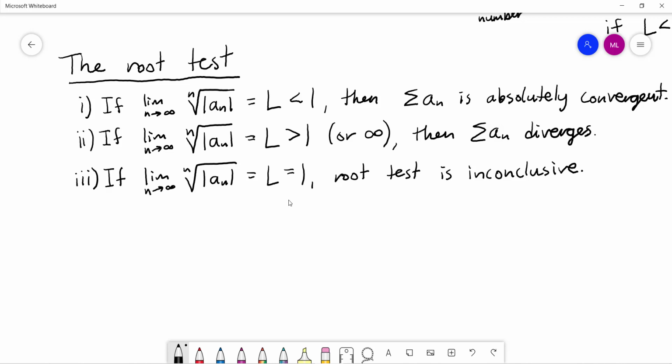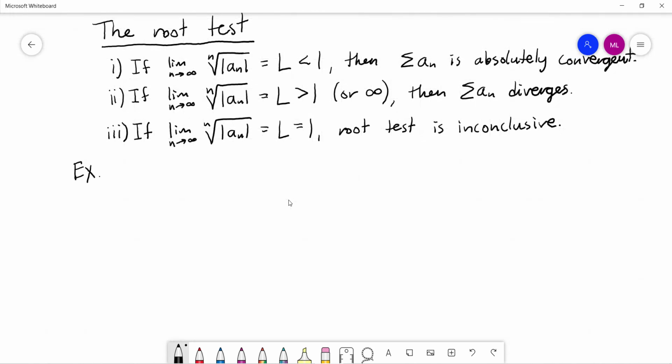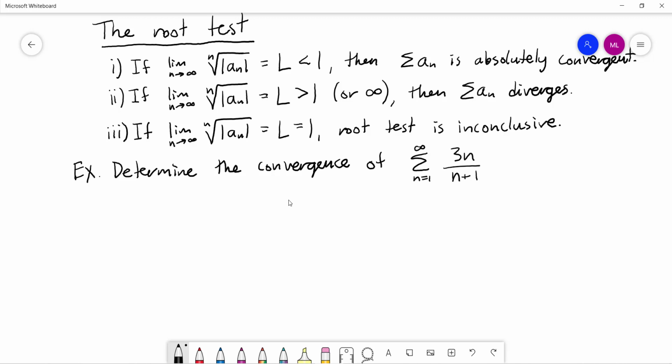So, as an example of this, I want to determine the convergence of the following. Let's save a line and write it here. Convergence of the sum from n equals 1 to infinity of (3n over n plus 1) raised to the power n. So this whole big mess is my a sub n.